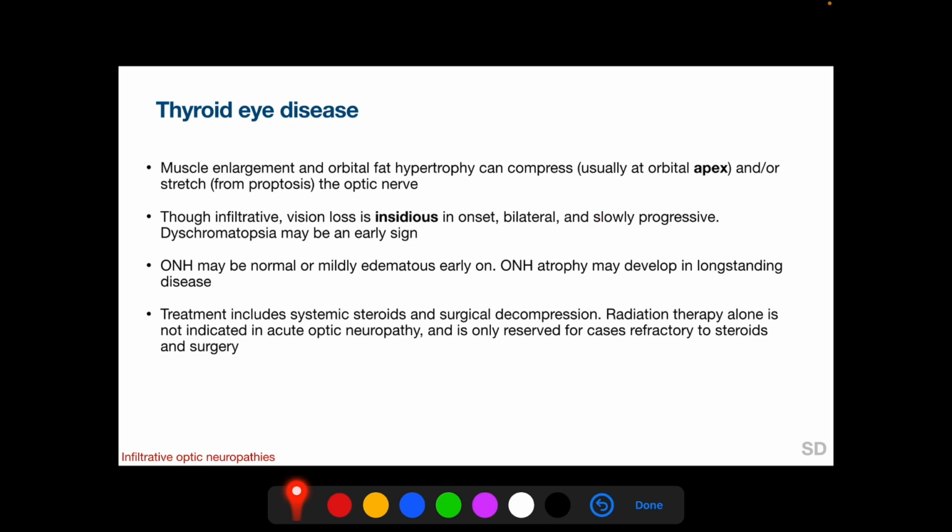Dyschromatopsia may be an early sign. ONH may be normal or mildly edematous early on. However, in long-standing cases, ONH atrophy ultimately develops.